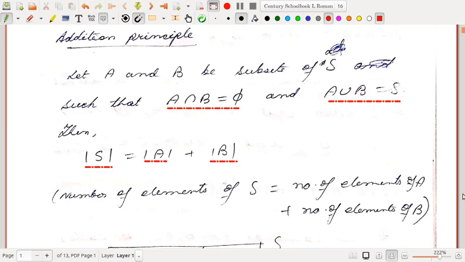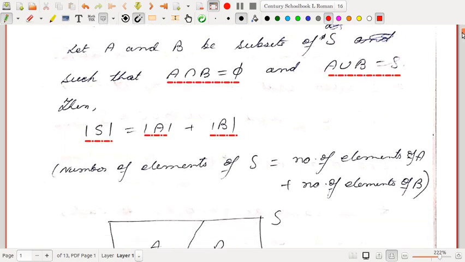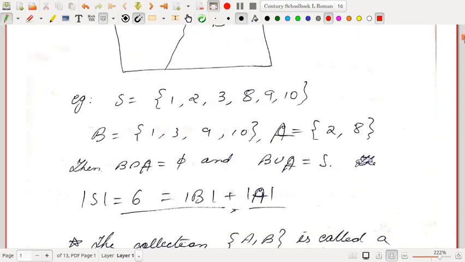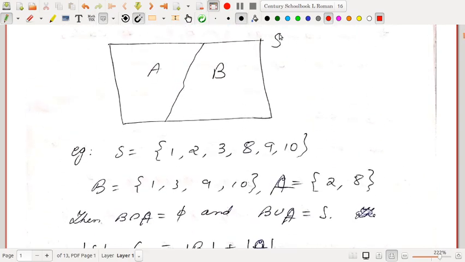So if A and B are two disjoint sets, then the number of elements in their union is the sum of the number of elements in the individual sets. In the diagram you can see this is the set S, the universal set, and A and B are two parts of the set S such that they are disjoint, there is nothing common between A and B, and if you take their union we get the whole set. Such a collection of subsets of S is called a partition of S. We don't have to worry about the partition at this moment.